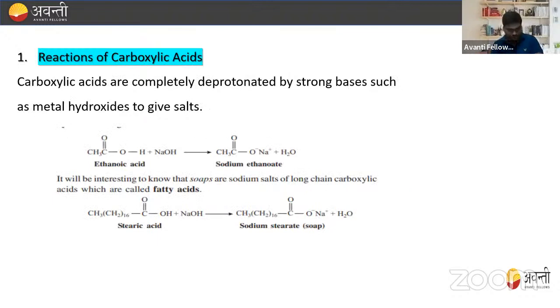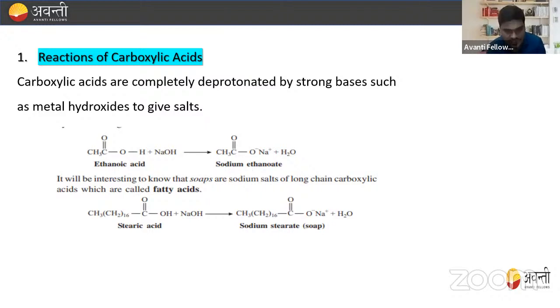Now, let's see reactions of carboxylic acids, right? Carboxylic acids are completely deprotonated by strong bases such as metal hydroxides to give the salt, right? So the carboxylic acids are completely deprotonated. For example, here we can say that this is ethanoic acid, CH3COOH, plus NaOH.